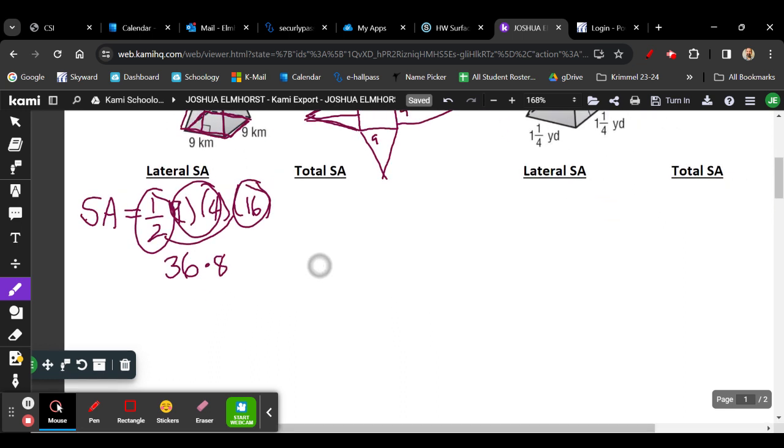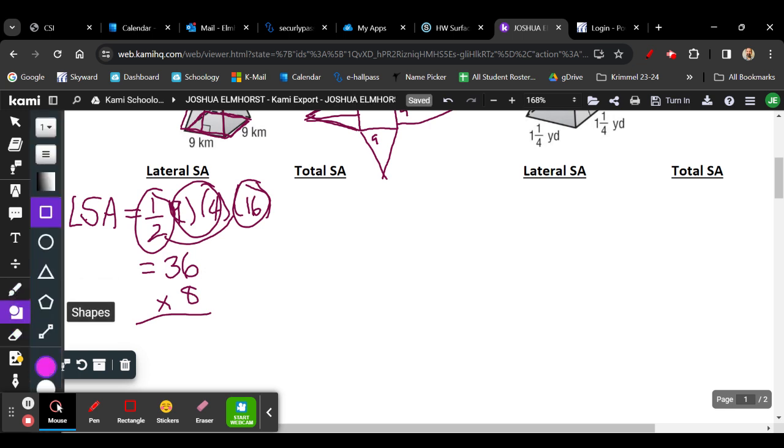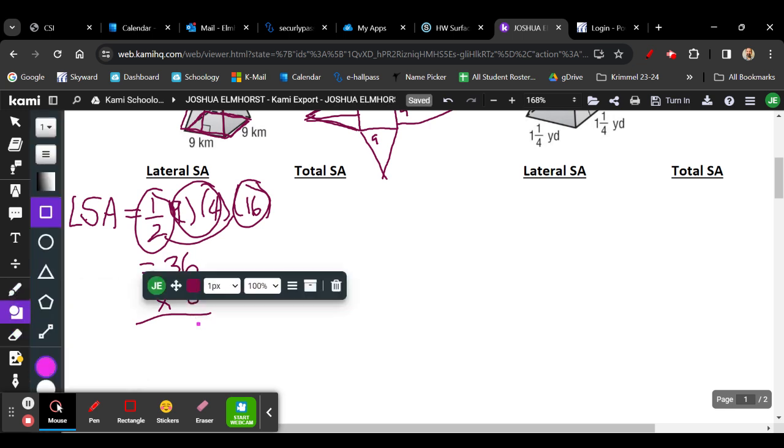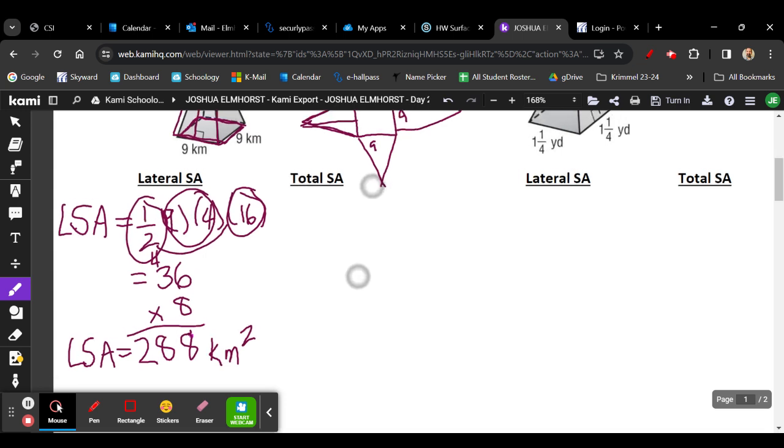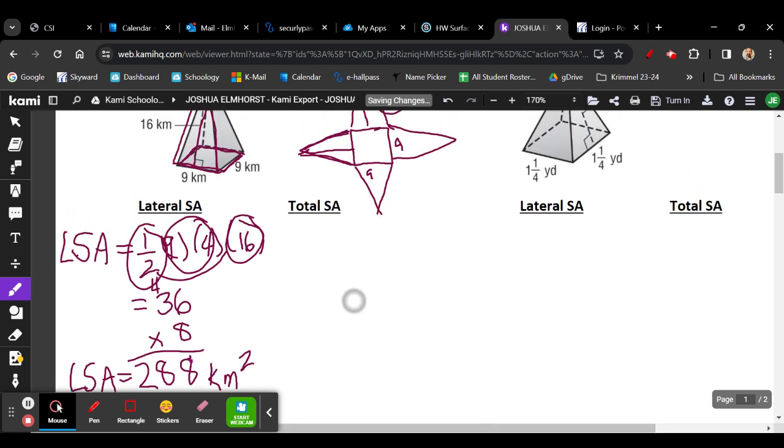So we find the lateral surface area by multiplying 8 times 36. So 8 times 6, 48. 8 times 3, 24 plus 4 is 28. So the lateral area of all the sides is going to be 288 kilometers squared. And in order to get the total surface area, we're going to add the base area to that.